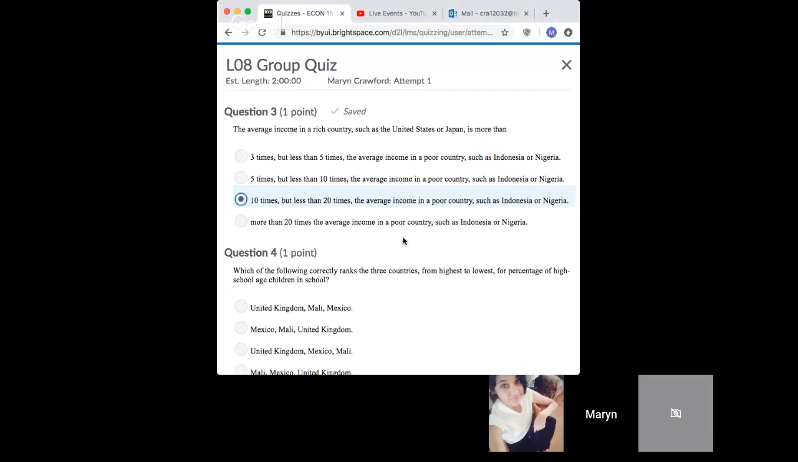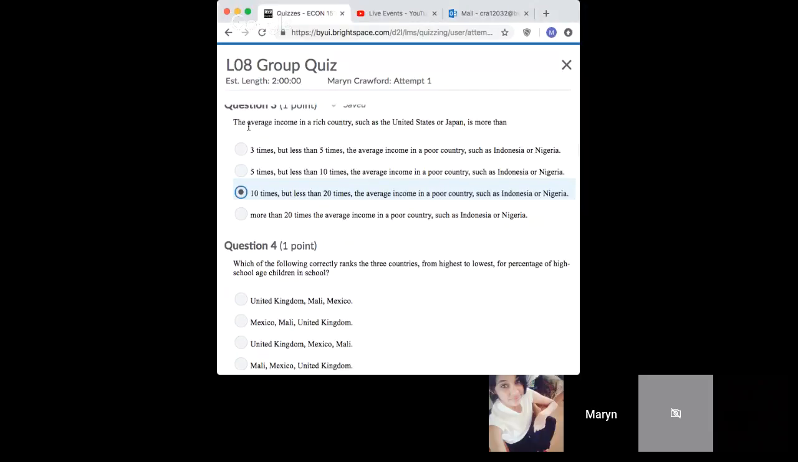Okay, so we don't really know how to do this. We just looked it up online. The average income in a rich country such as the United States or Japan is more than 10 times but less than 20 times the average income in a poor country. So was there a chart that had their GDPs on it in the book that I missed or something? I didn't find one. I was looking for a chart or something.